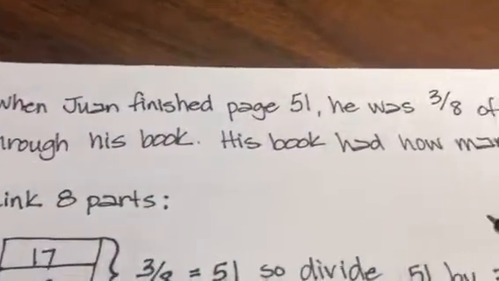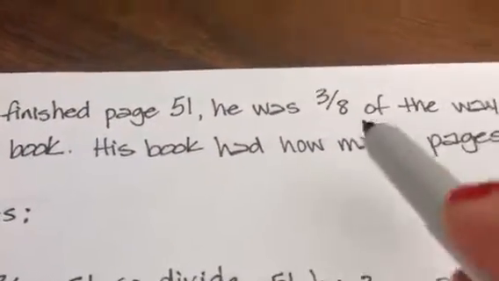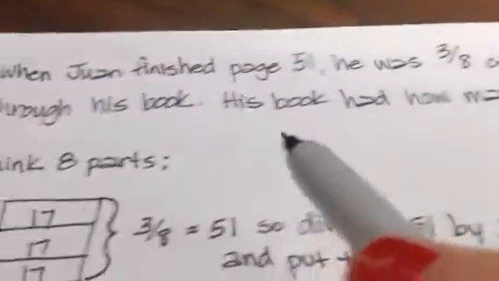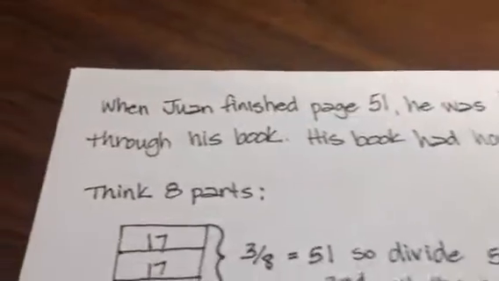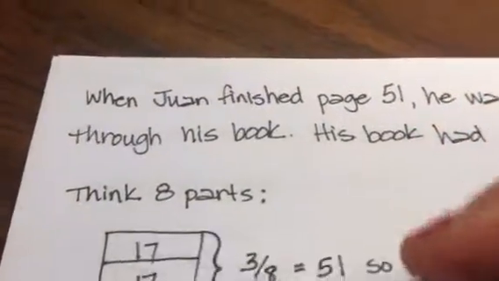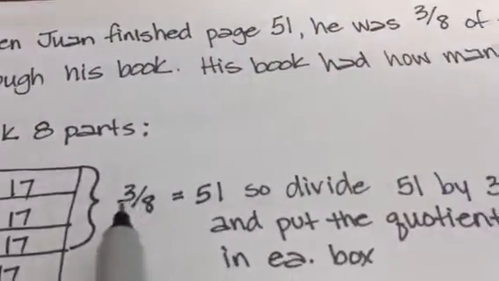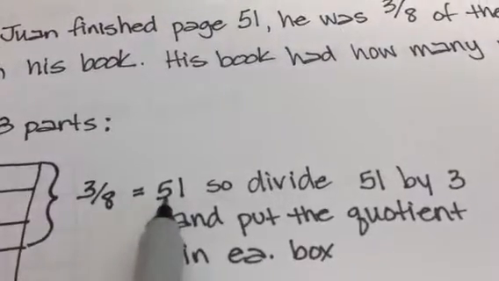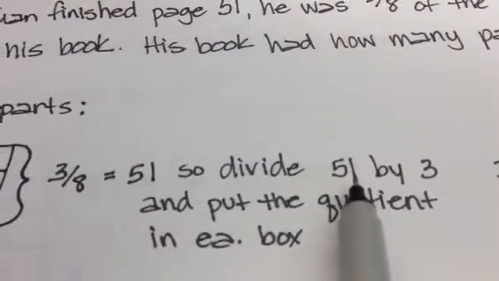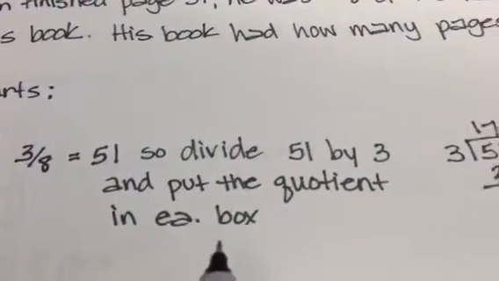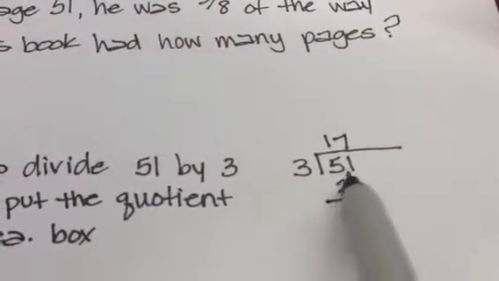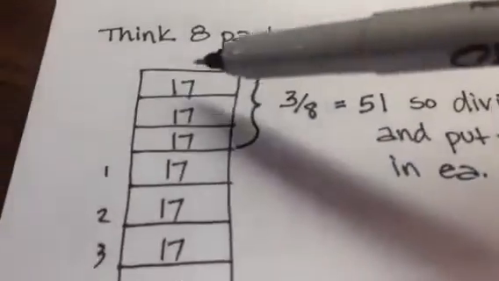When Juan finished page 51, he was 3/8 of the way through his book. His book had how many pages? Well, think 8 parts. Okay, we have our 8 parts. And 3 of those 8 equal 51. So we're going to divide 51 by 3 to find out what one of the parts is, and then we're going to put that in each box. So 3 goes into 51 17 times. So over here we go 17, 17, all the way down.